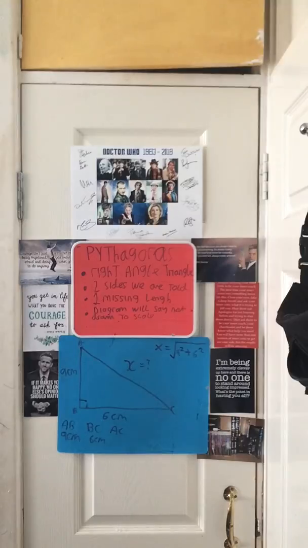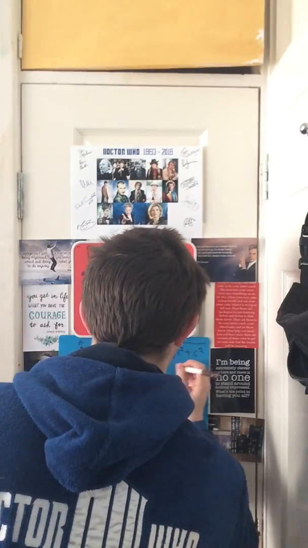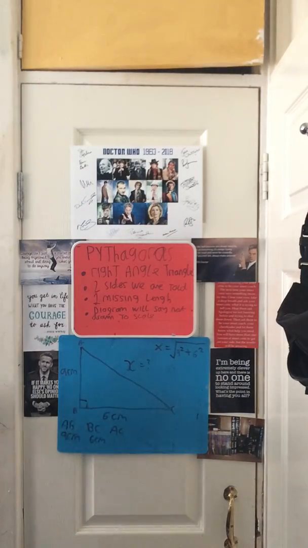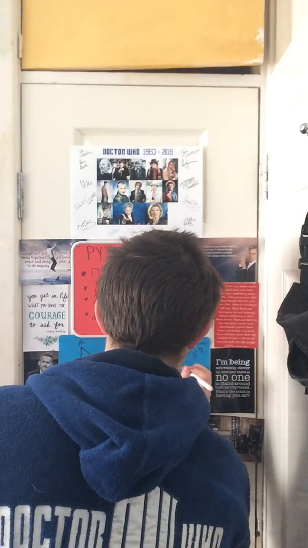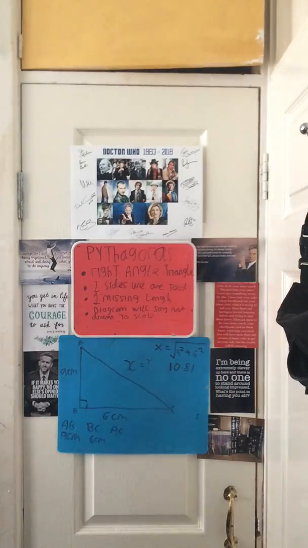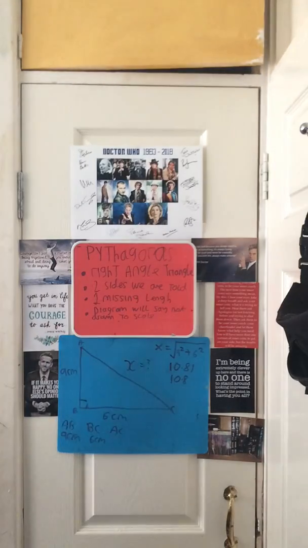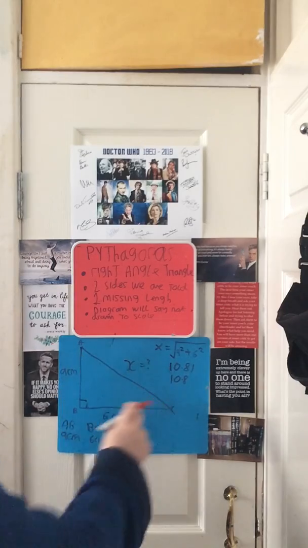Anyway, the answer we get is 10.81, right? So it's 10.81, okay? So that means that we have just worked out the length of this. Now in the exam question it could say give your answer to 1 dp, which would just make it 10.8 or whatever, right? And the reason we added it is because this is the longest length.